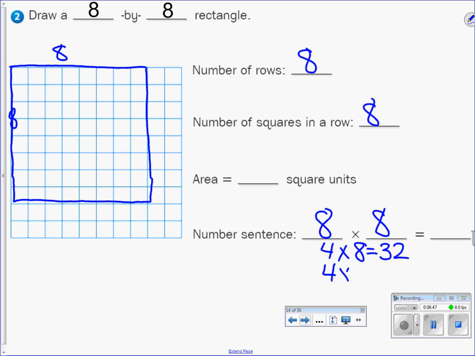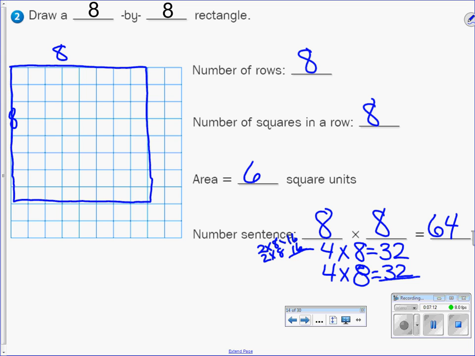So 4 times 8. And what I did there, boys and girls, is I kind of broke this down to 2 times 8 and 2 times 8. And that would equal 16 and 16. And that's where I came up with my 16 plus 16. Always looking for a strategy to help me figure out what my answer is and making it easy. So if I add this up, I get 64.